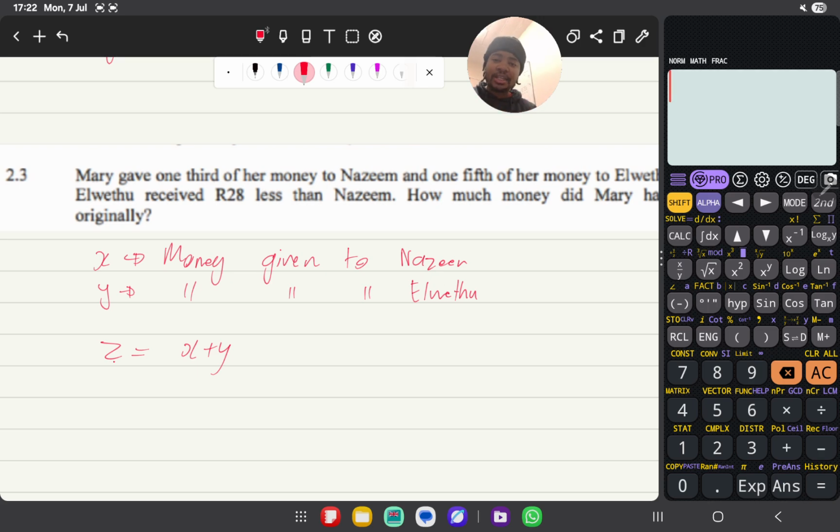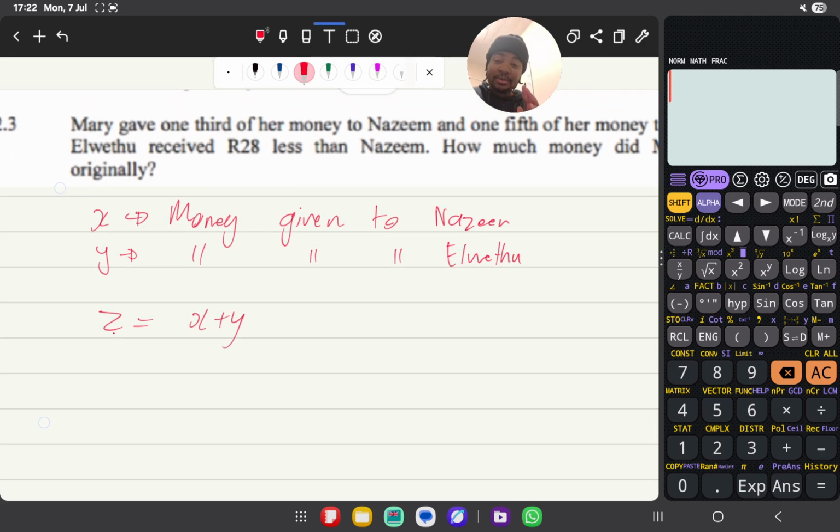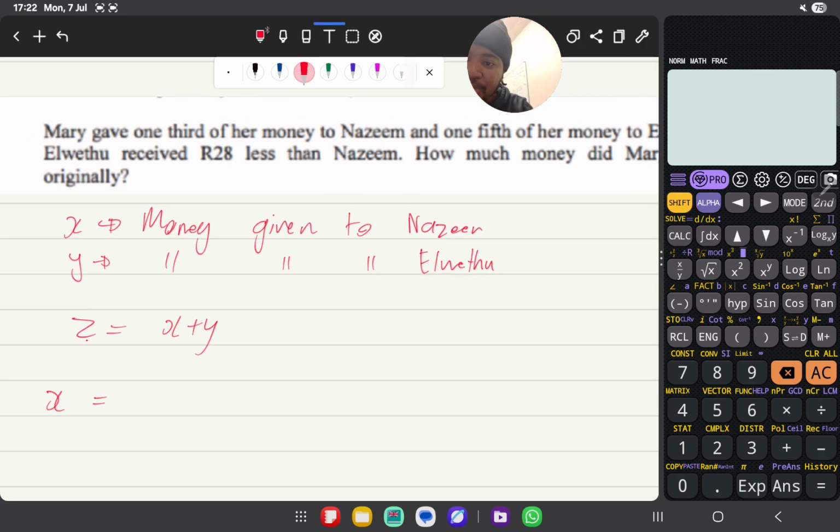But now, when I read the question, but bro, let me not confuse myself further. Let's continue with it like this, né? So they say this is the money given to Nazim. Yeah, this is the money given to Nazim, né? And let's see how much money that was. Mary gave 1/3, so 1/3 of her money, that is 1/3 of Z, to Nazarene.